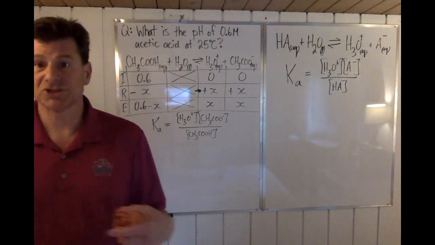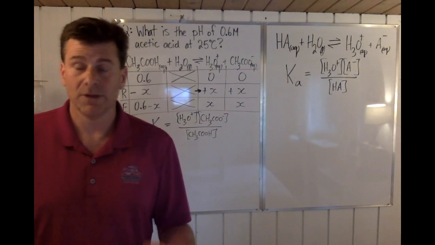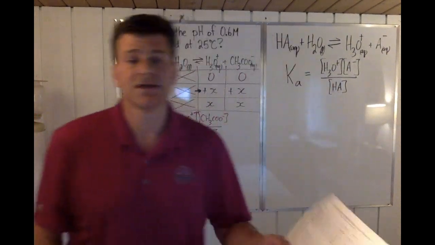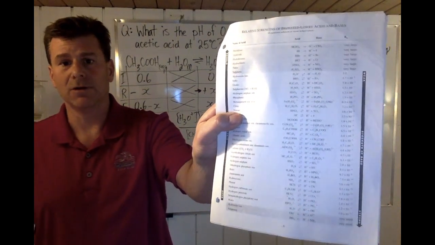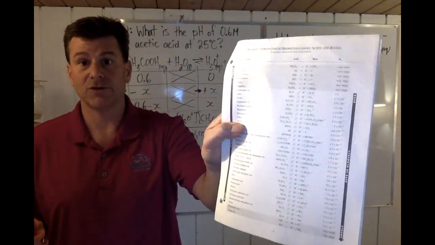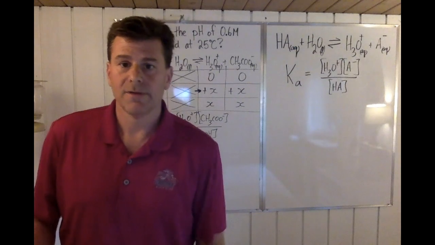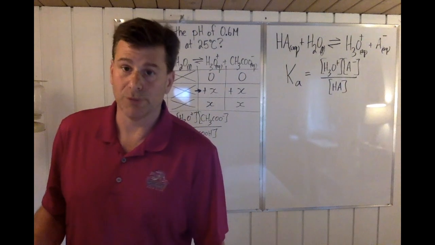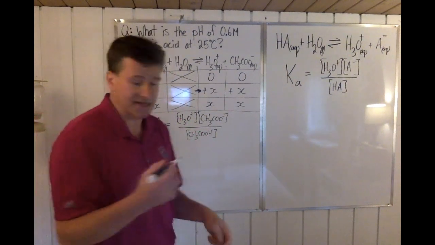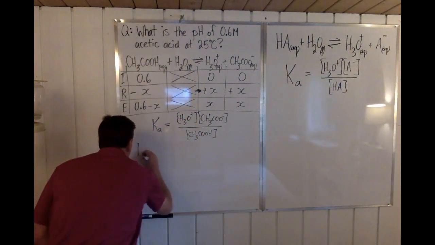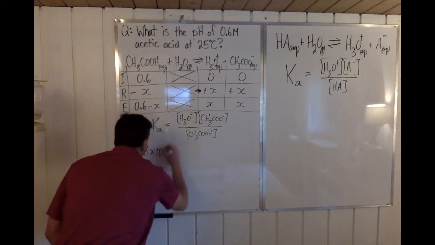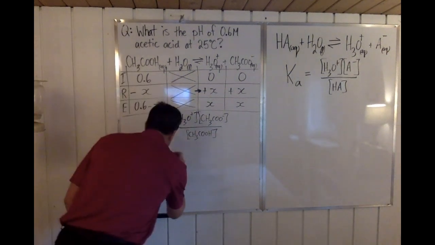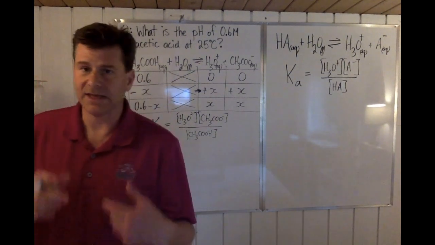Now, we've got the K expression, which is our little formula. Now we plug in what we know. So what do we know? Well, we know it's acetic acid, and we know it's at 25 degrees. So we have a table that tells us what that Ka value is. This is the left side of this equation. The Ka is an actual number, and that number we can put in. So I'm going to put in what acetic acid's Ka is, 1.8 times 10 to the negative 5. That's its Ka equals.